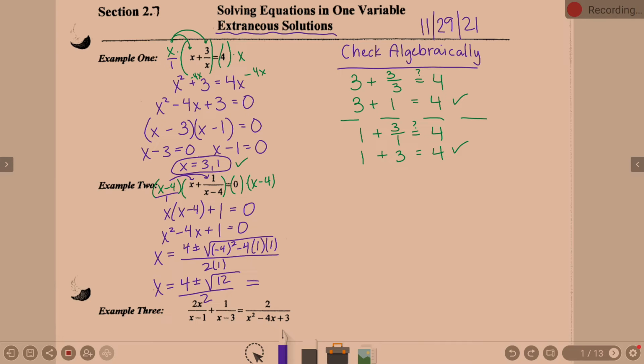What do we know about the square root of 12? What perfect square does the square root of 12 have in it? 4. So it's a square root of 4 times 3, but the square root of 4 is 2. So it's 2 square root of 3. Does that ring some algebra 2 bells for you? Okay. So this really can become 4 plus or minus 2 square root of 3, all divided by 2.